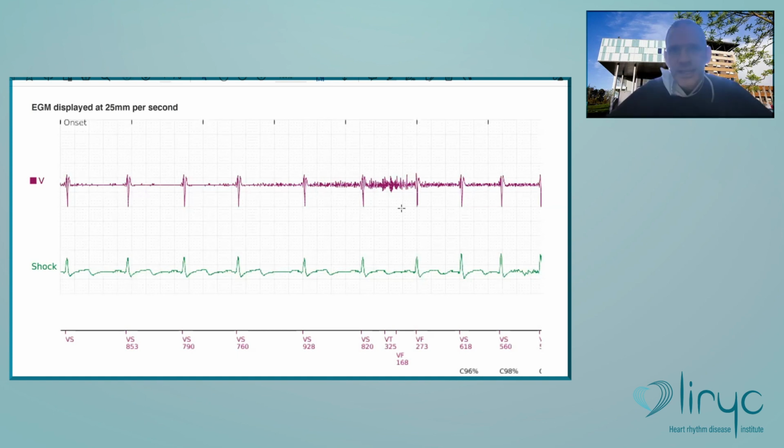Basically, there are two kinds of myopotential that could be detected. The first one are pectoral myopotentials, and the second ones are diaphragmatic myopotentials.